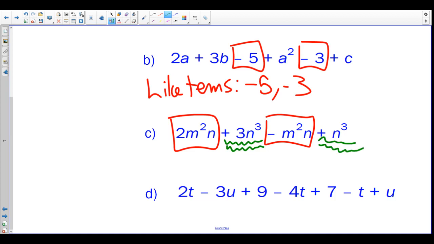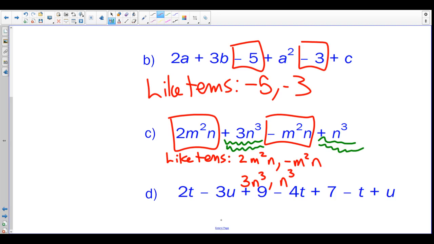How are we going to distinguish? Well, we're going to write them separately. So I'm going to say like terms: 2m squared n, comma, minus m squared n. Then below it on a separate line, 3n cubed, comma, n cubed. Okay? There you go. They're separate, so we see that we have two pairs of like terms for question C.